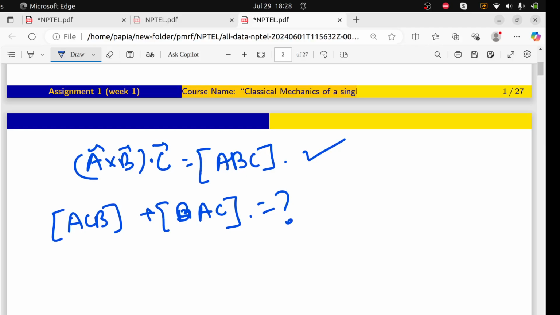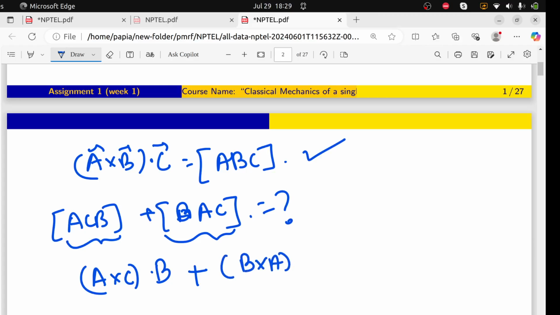So let me first explain. Let me first open these terms. ACB means, if I look at the very first ABC, that means A cross B dot C. So similarly, ACB is A cross C dot B, right? And here BAC means B cross A dot C. The first one is the cross product, and with that the third one is the dot product.